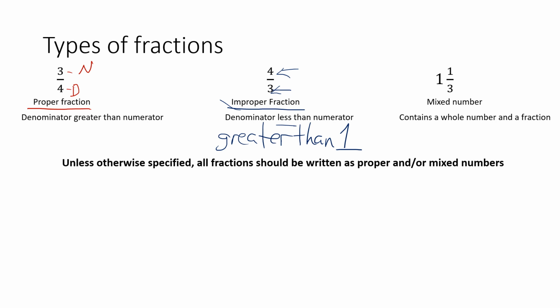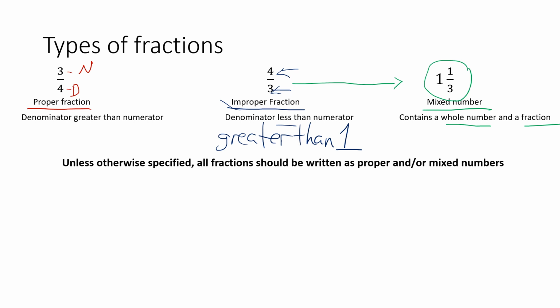Now, the proper way to write an improper fraction is as a mixed number. A mixed number has both a whole number and a fraction. So 4/3 over here, 4/3 is the same as 1 1/3. And 1 1/3 is our expected way or proper way to write an improper fraction.